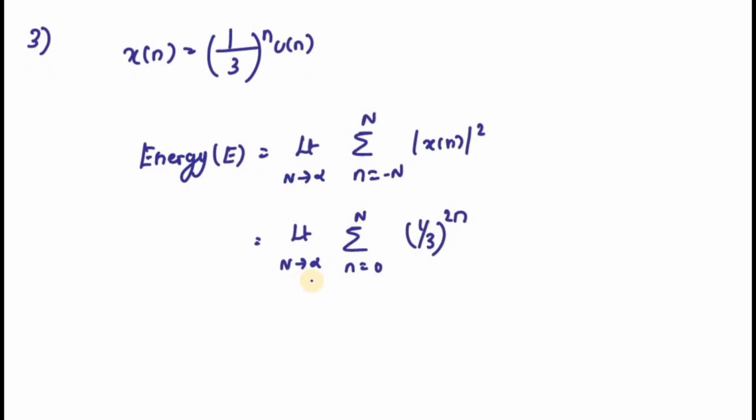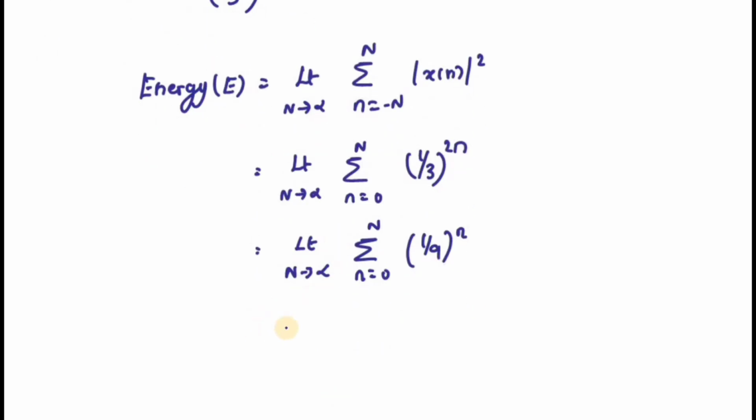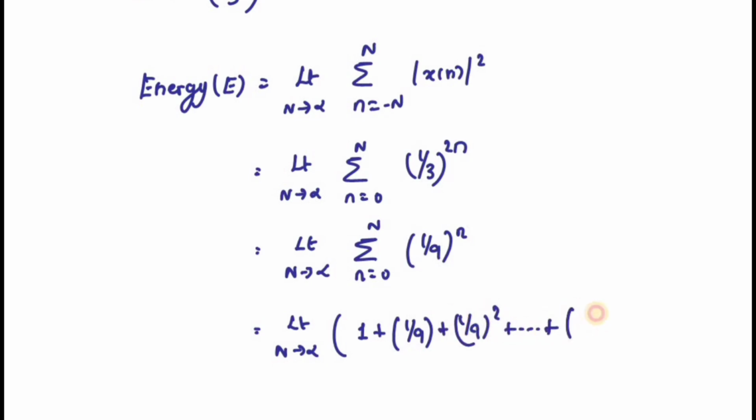So if I substitute in this formula, limit n tends to infinity. So the second ratio is 1 by 9, right? Summation n equals 0 to n of (1 by 9)^n. So if I substitute limit n tends to infinity, this becomes 1 plus 1 by 9 plus (1 by 9)^2, and it goes on up to (1 by 9)^n.